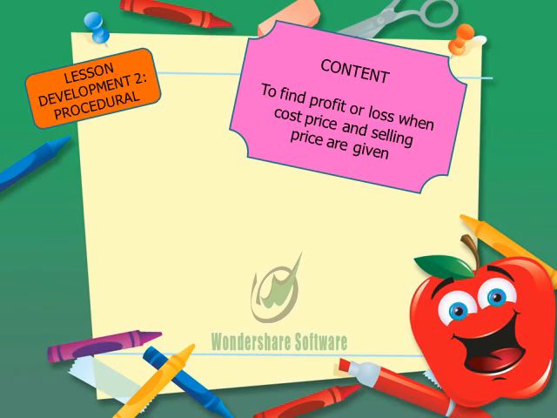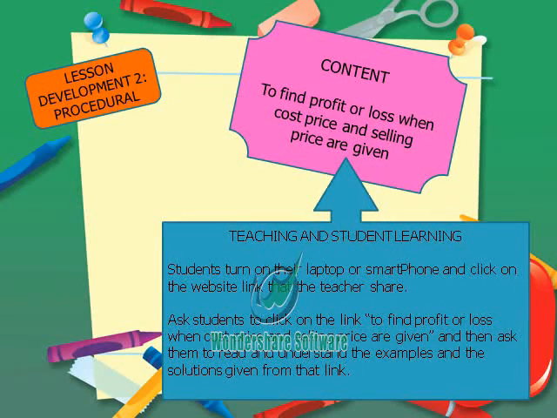So the teaching and student learning: students will turn on their laptop or smartphones and click on the website link that the teacher shared. So the students will be asked to click on the link to find profit or loss when cost price and selling price are given, and then asked to read and understand the examples and the solutions given from that link. So here is the website link.